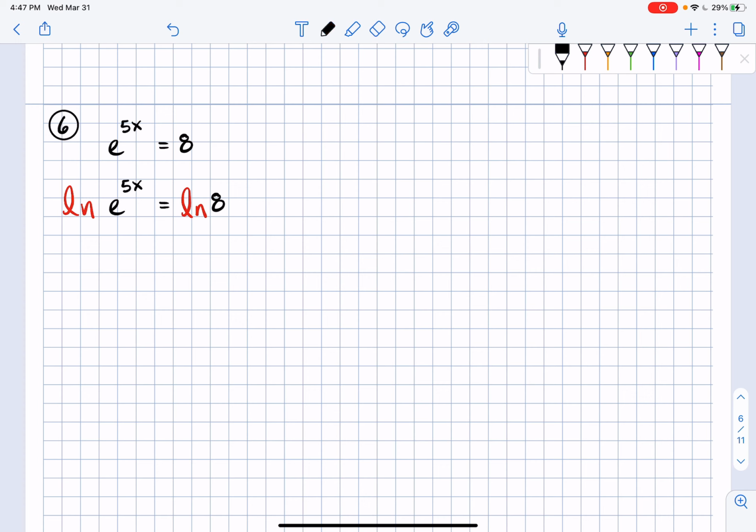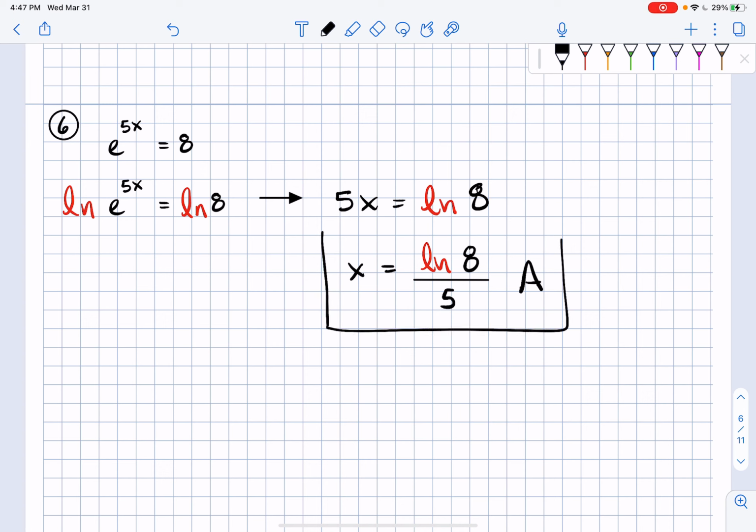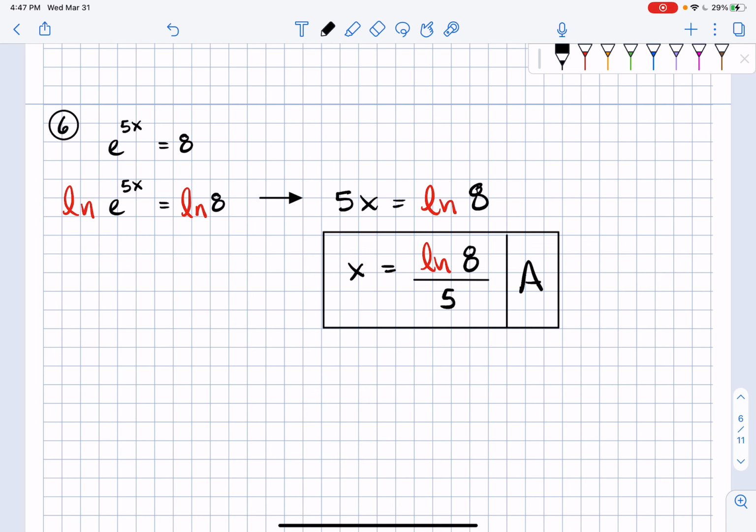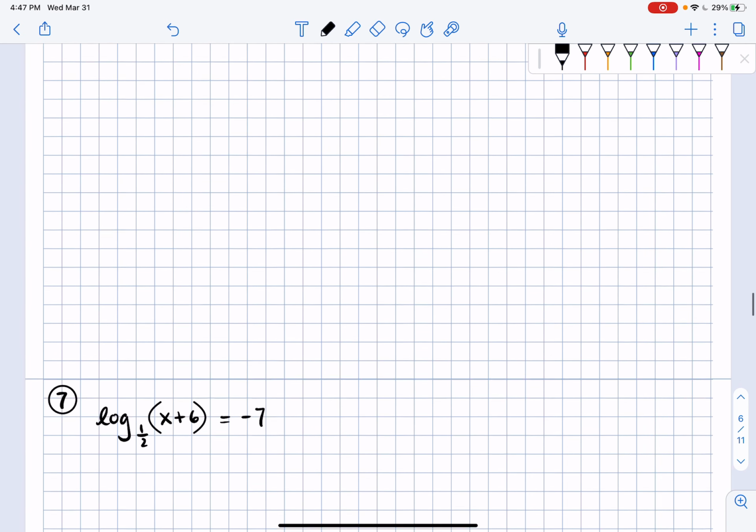So I'm going to have 5x is equal to the ln of 8. So x is going to equal the ln of 8 all over 5. And that is choice A. Bada bing, bada boom. And there we go. On to number 7.